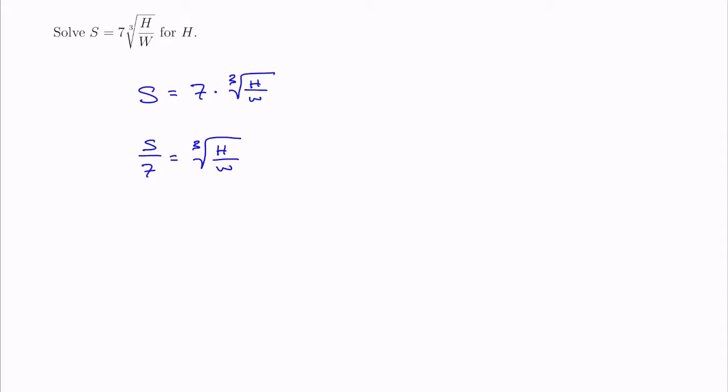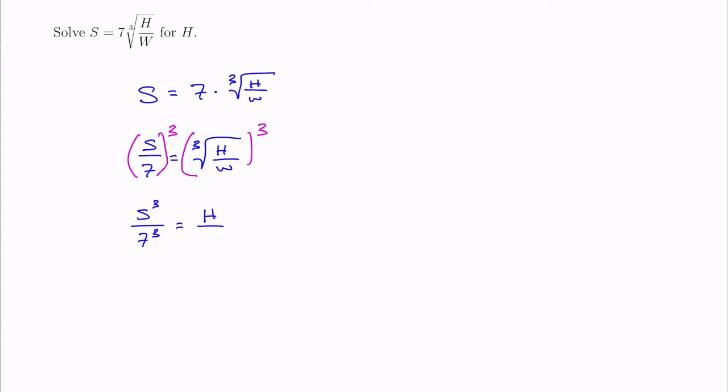The next step is to then remove the radical. Since we are dealing with a cube root, we will cube each side of the equation. We always want to match the exponent we're working with to the index that we are given. On the left side of the equation, we have the fraction s over 7 whole quantity cubed, but we can cube both the numerator and denominator separately, so we'll end up with s cubed over 7 cubed. On the right side of the equation, when we cube the cube root, those two operations cancel, leaving us with h over w.